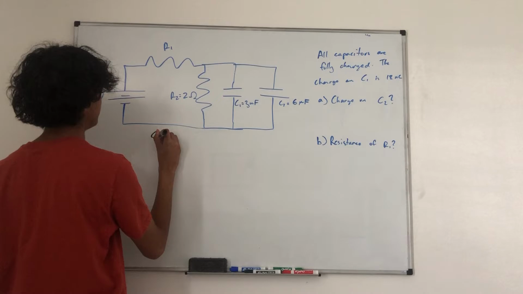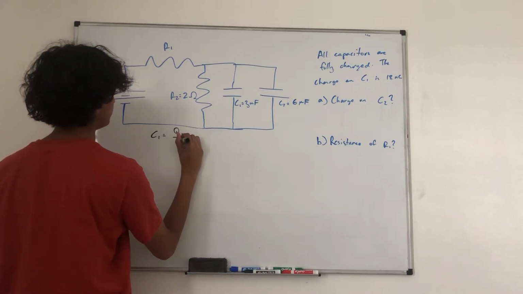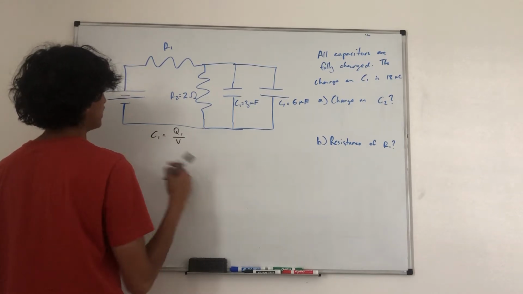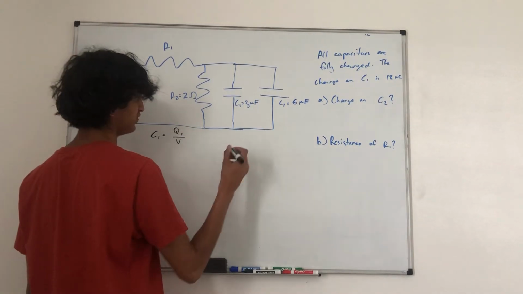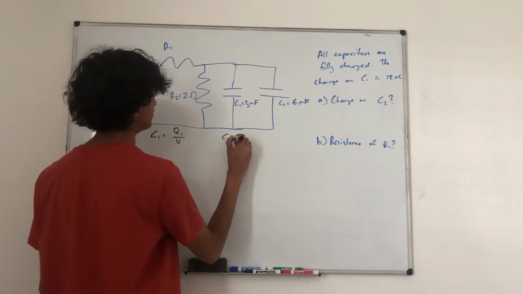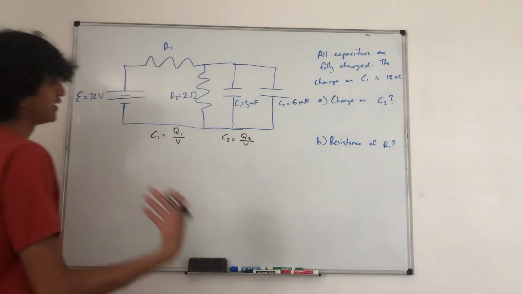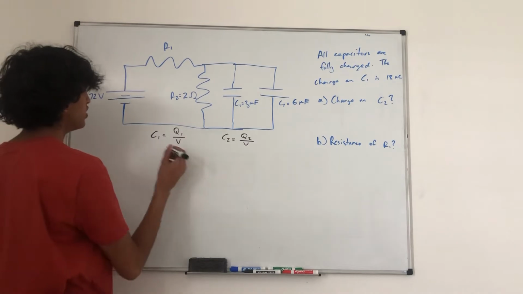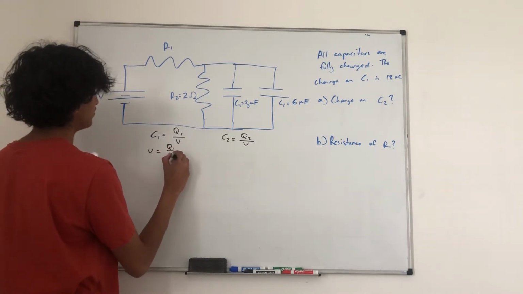What we can do is say the capacitance C1 is going to equal Q1 over V. The reason we're finding V is because to find the charge on C2, we're saying C2 is equal to Q2 over V. I don't know what V is, but guess what? They have the same voltage. So V is going to equal Q1 over C1.